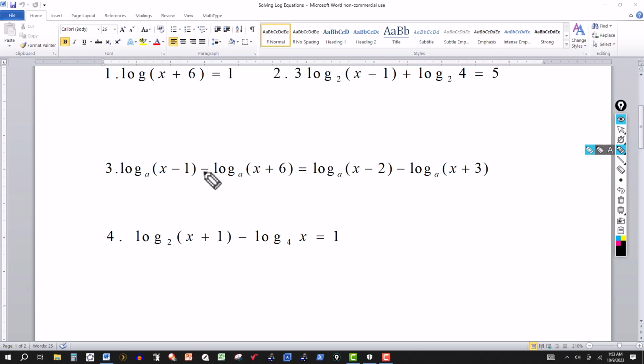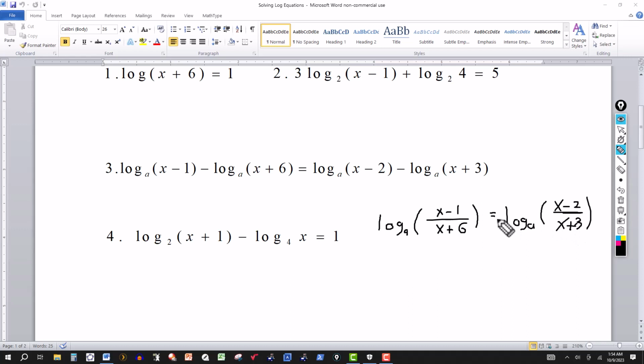So notice right here, I have a difference of 2 logs on the left side. So I'm going to write that as the log of a fraction. So I can write that as the log to base a of (x minus 1) over (x plus 6). Now on the right side, I have the difference of 2 logs again. So I can write that as the log base a of (x minus 2) over (x plus 3).